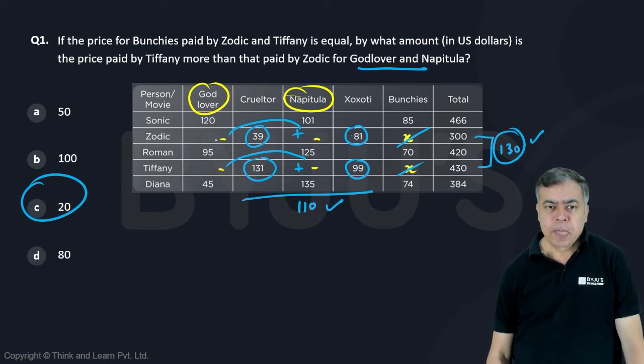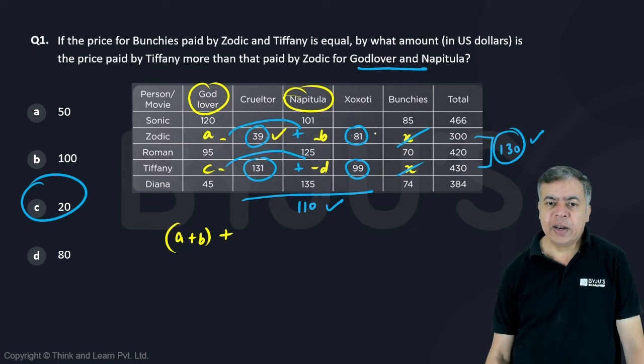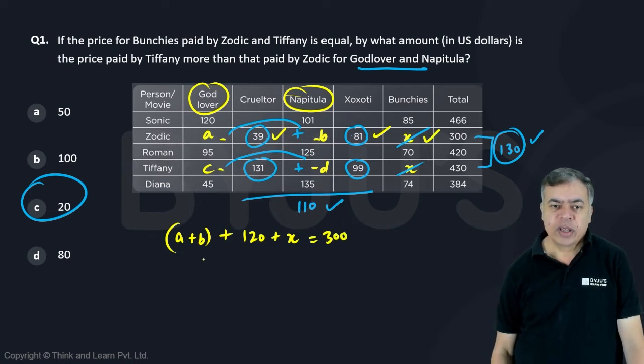Let's see. If this is A, this is B, this is C, this is D. That means for Z the total cost is A plus B plus 39 and 81, which becomes 120, and plus X, that is, I have taken the same price, right? This must be equal to 300. And for T it is C plus D and 131 and 99 it becomes 230, plus X equal to 430.